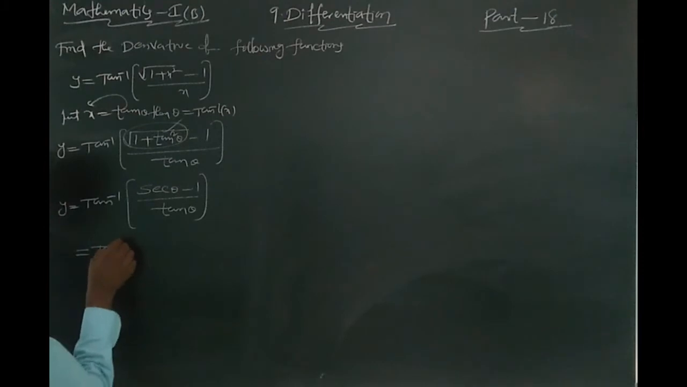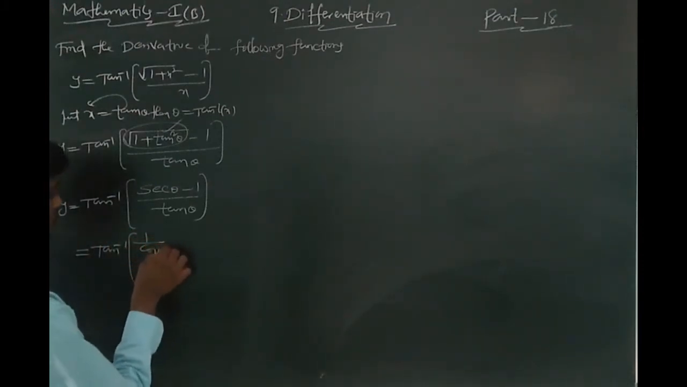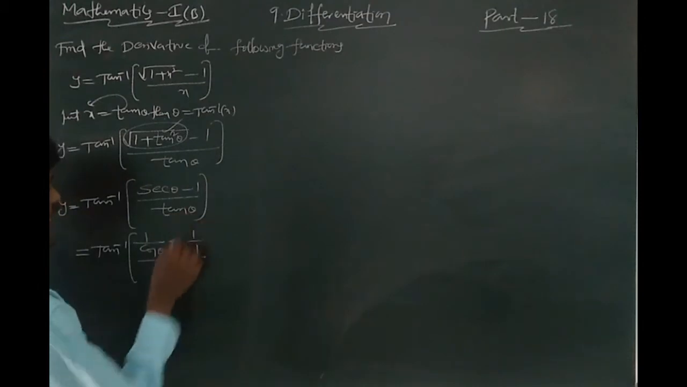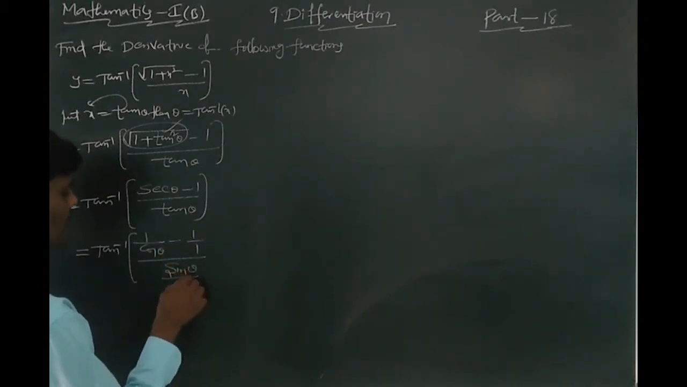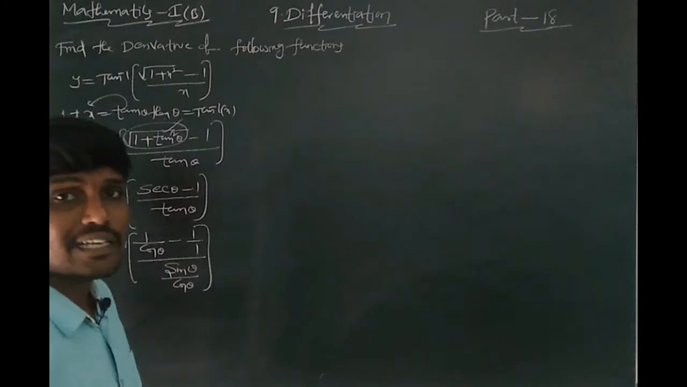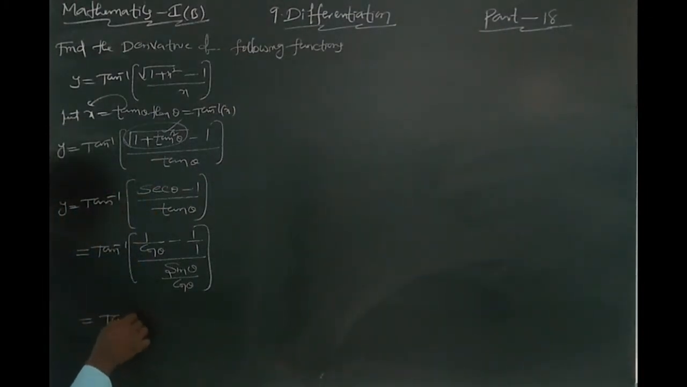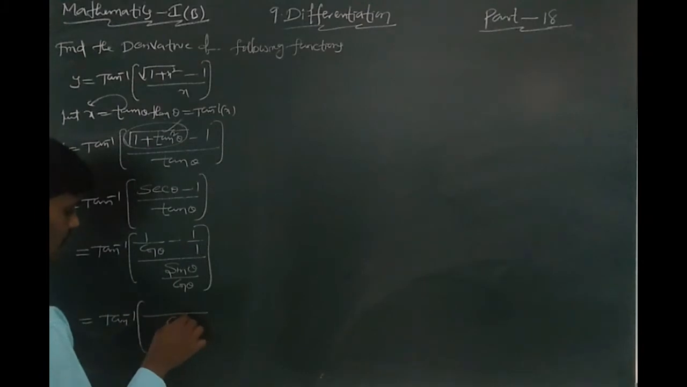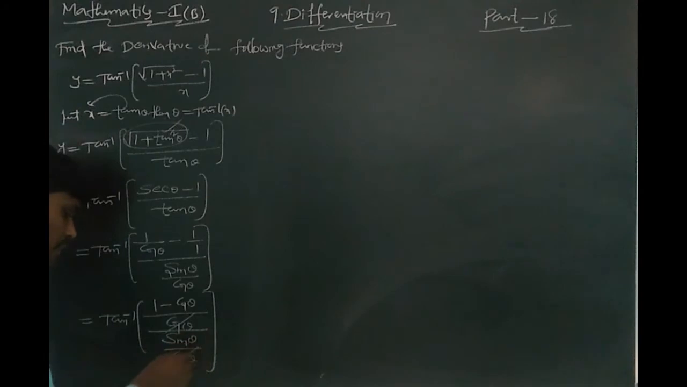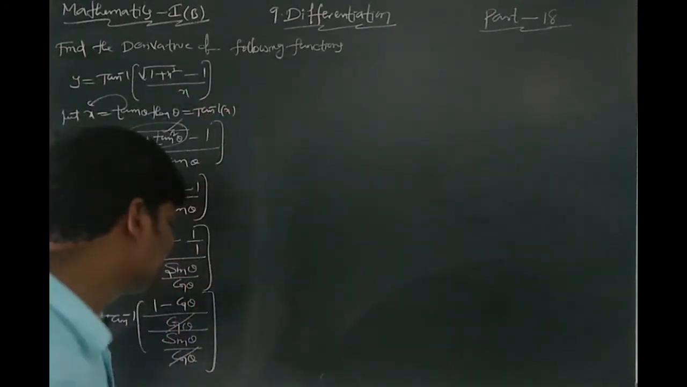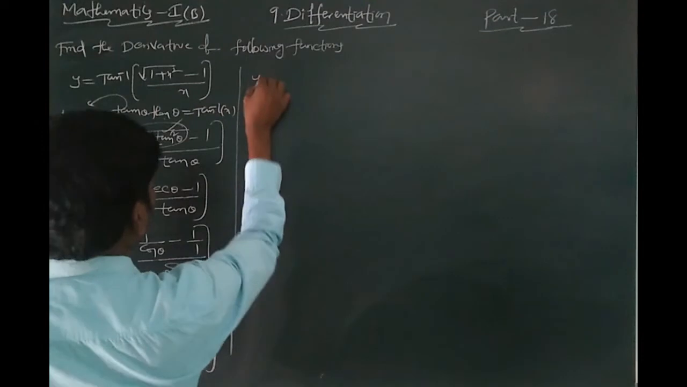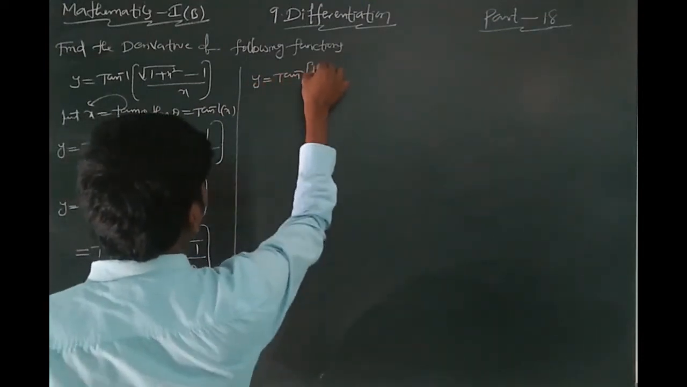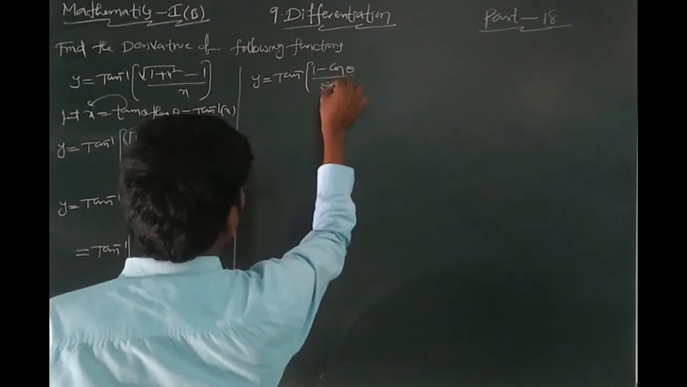After that, tan inverse of secant, which is nothing but 1 by cos theta, minus 1, whole by tan theta, which is nothing but sin theta by cos theta. That is equal to tan inverse of, we have to take the LCM in the numerator. Cos theta is the LCM. 1 minus cos theta by cos theta, over sin theta by cos theta. Here numerator and denominator have the same denominator, so cos theta gets cancelled. Remaining, y is equal to tan inverse of (1 minus cos theta) by sin theta.